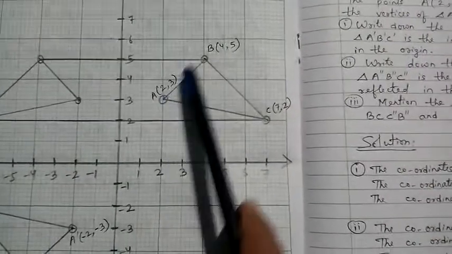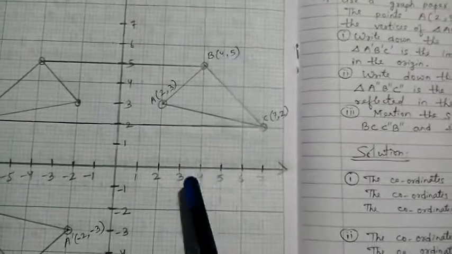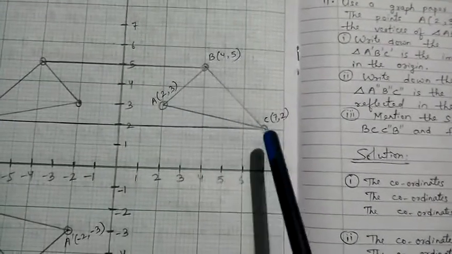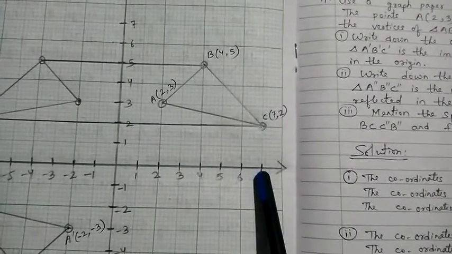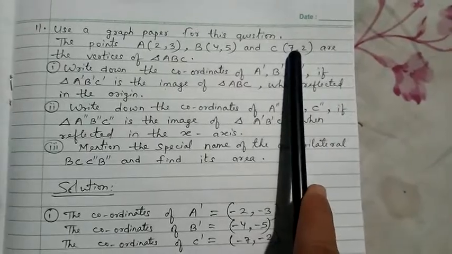So now I will start here. You can see A is here, B is here and C is here. As A was 2 comma 3, B was 4 comma 5, 4 is here and 5 is here, and C was 7 comma 2. You can see 7 is here and 2 is here. And one more thing children, you have to check the highest coordinate is 7 here, so everywhere I have taken 7, plus also minus also.